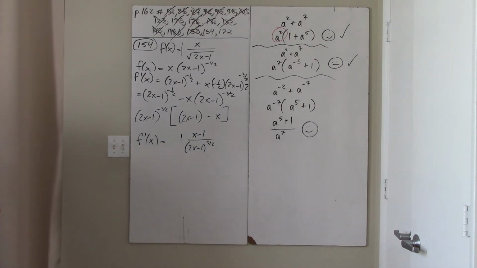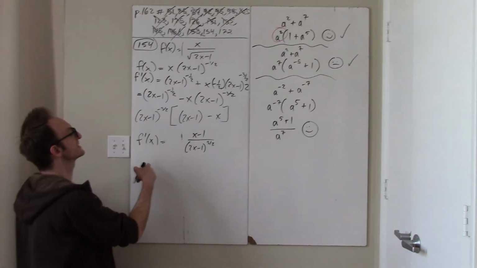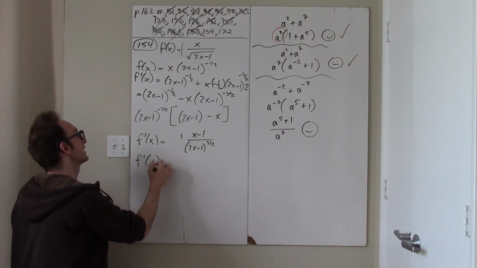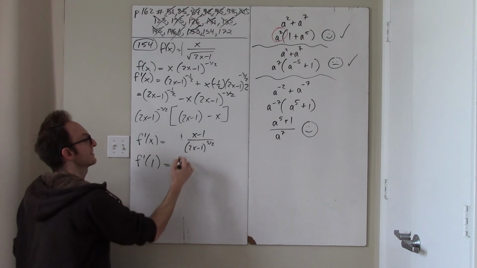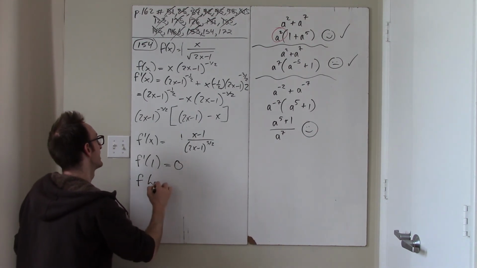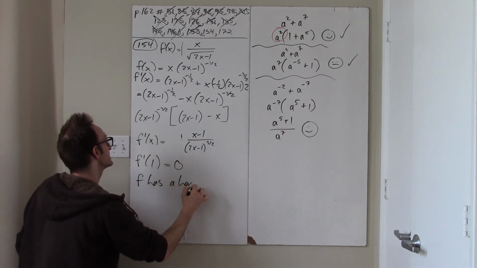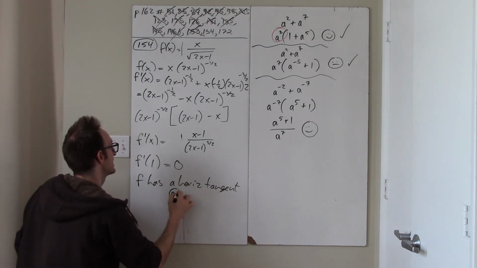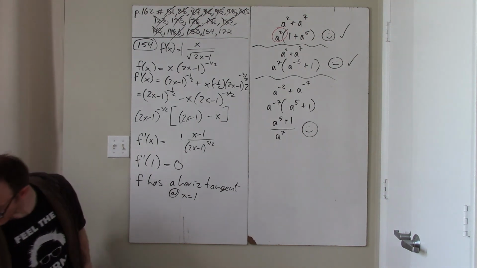Actually, I'm just not going to do 172 because I don't feel like it, so I'm going to be done in 1 second. F prime of 1 is clearly 0. That's the only time this is 0. And so F has a horizontal tangent at x equals 1. Oh, the baby is awake. And was that the question?